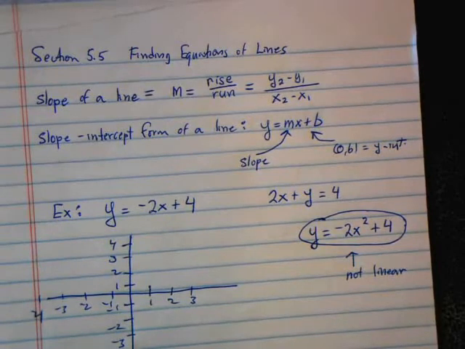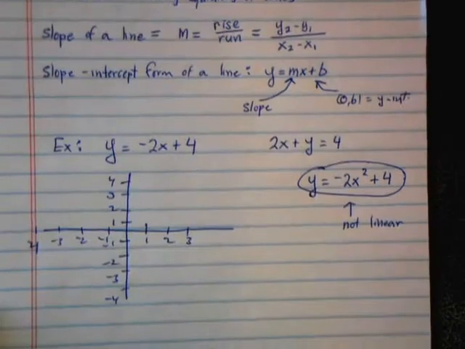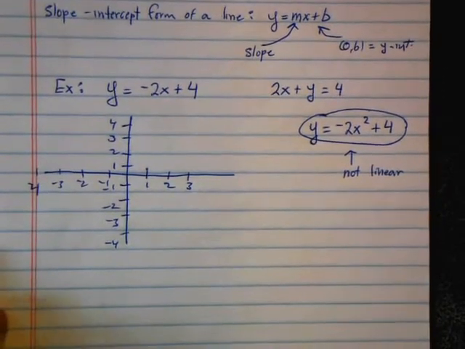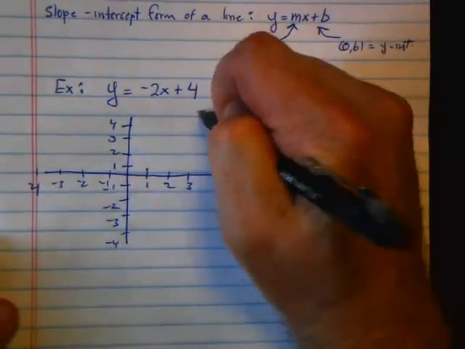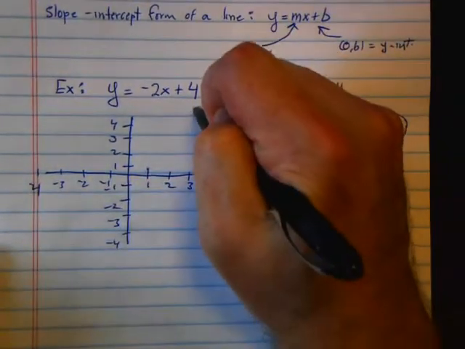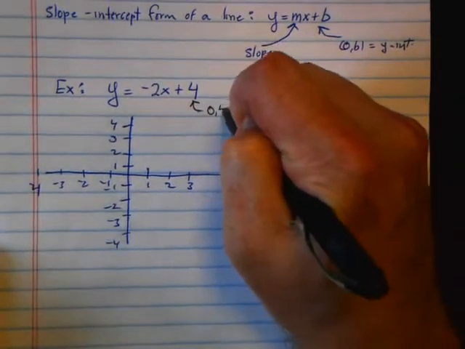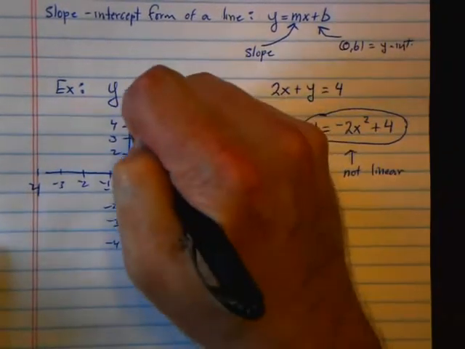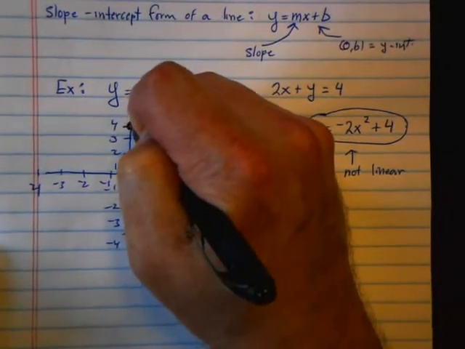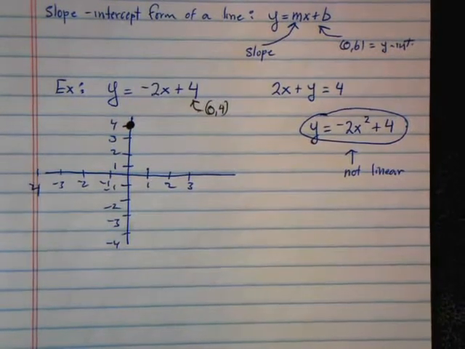So how would you graph that line? All right, we know that our y-intercept is the point (0, 4). This right here tells us our y-intercept. So we start there, we put a point, we put a dot at (0, 4). Excellent. And then what do we do?